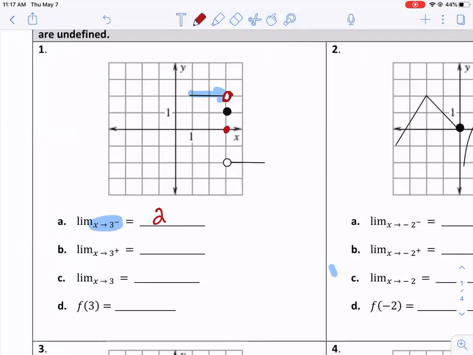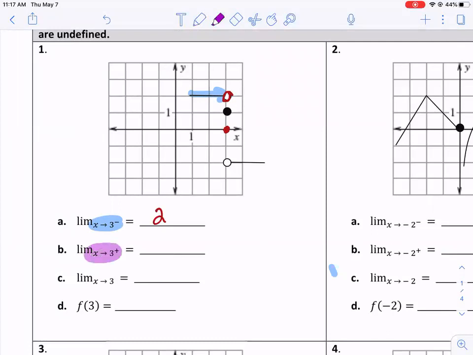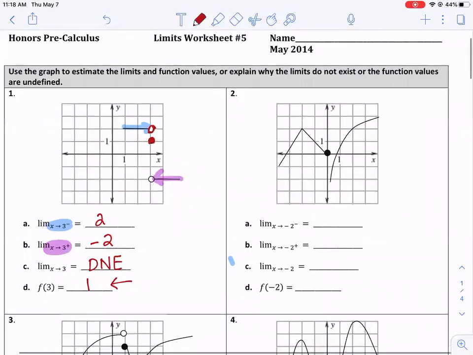Okay, then your limit from the right side is going to be the next part. And when I go limit from the right side, as I approach positive 3, I'm at negative 2. Okay, if those don't match, then your limit does not exist. And then f of 3 is the closed circle at 3. So that is positive 1. Okay, so all of those are allowed to be different. Your limit could not exist, but f of 3 can.